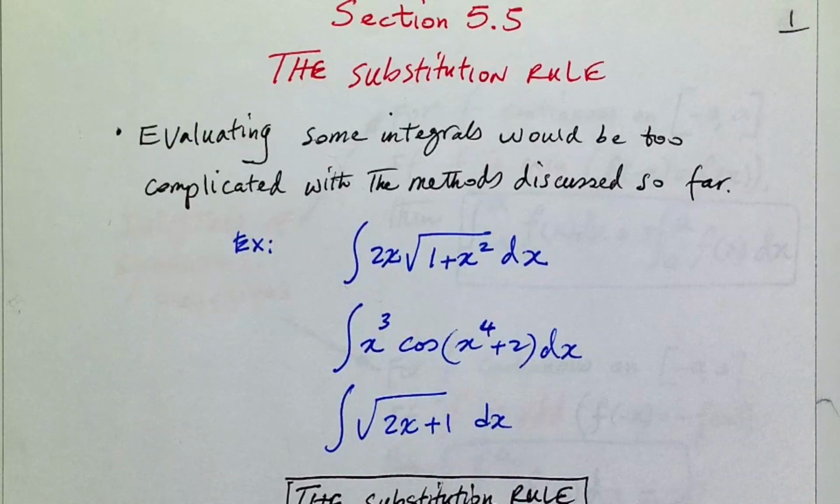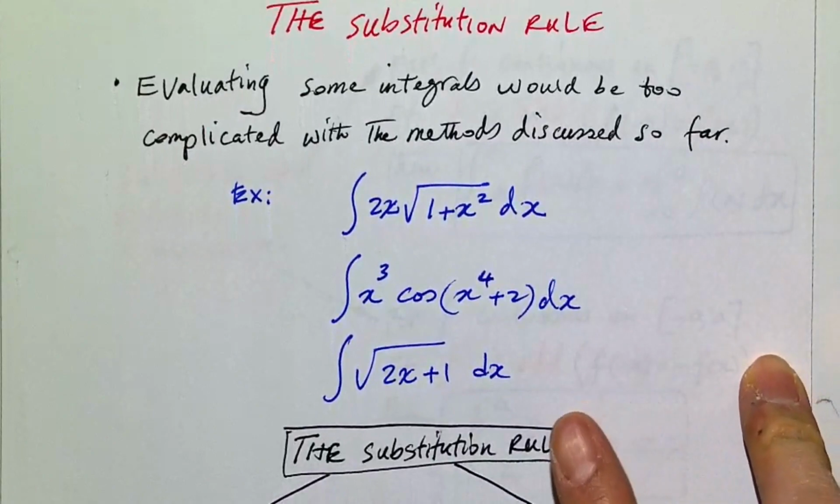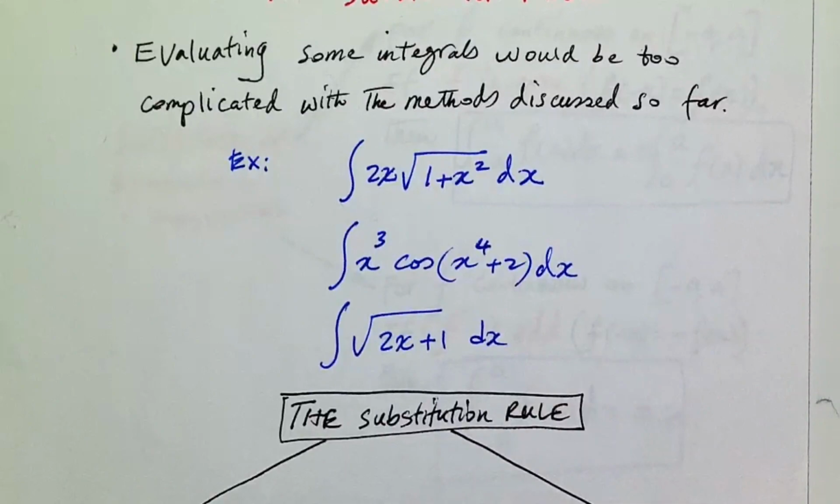Now, the substitution rule is a rule that we use when we have integrals that are too complicated to integrate with the methods we've learned so far. As you can see, these are three examples of such integrals that can be too complicated using those methods, or for some of them we don't even have a direct method.